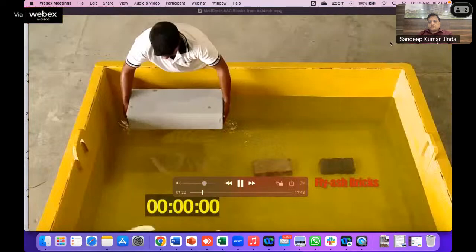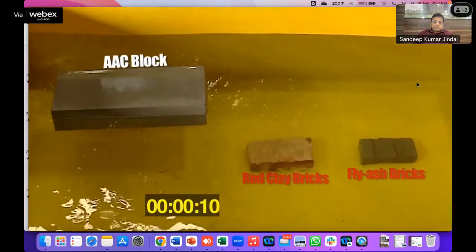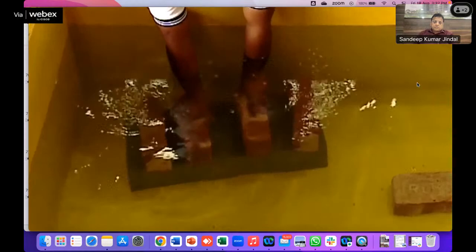The porous nature of AAC blocks makes them light. Whereas fly ash bricks and red clay bricks can be seen to sink, AAC, when immersed in water, floats up magically. Bricks have to be placed on the block to keep it immersed in water.